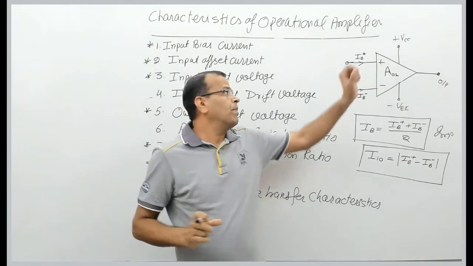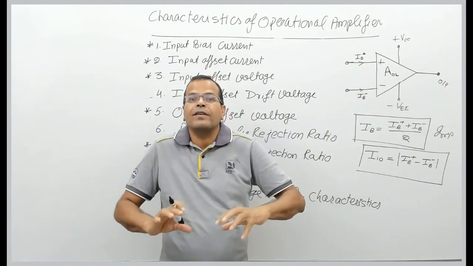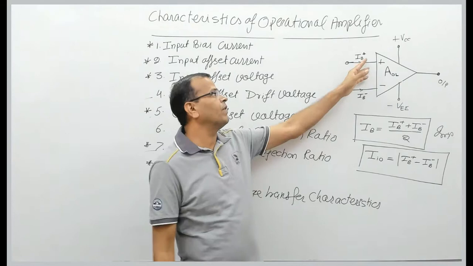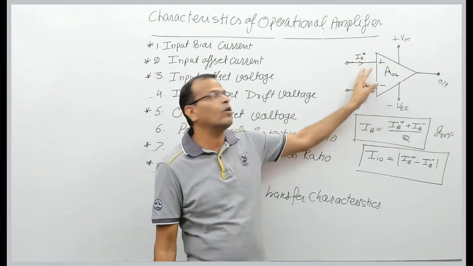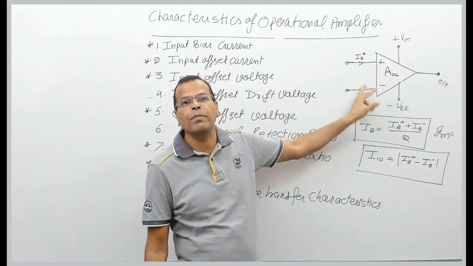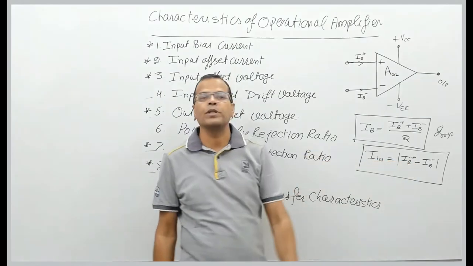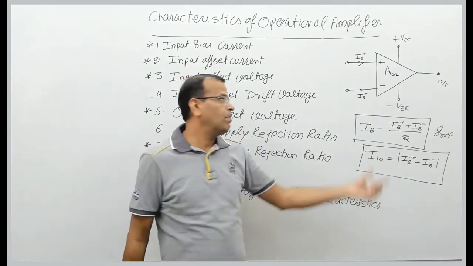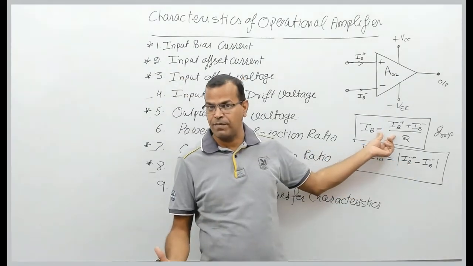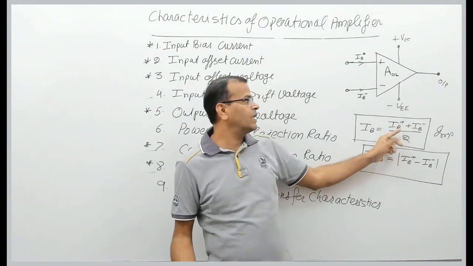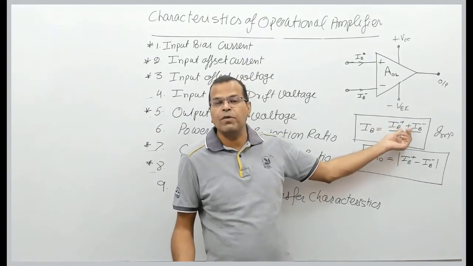But if the characteristics are not matched, then there will be a difference between the currents entering at the two terminals. In that case, input offset current will exist, but biasing current will always exist. If both currents are the same, it will be equal to half of the sum of the two.